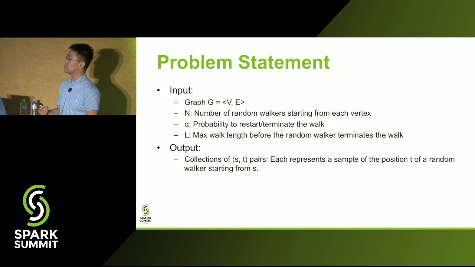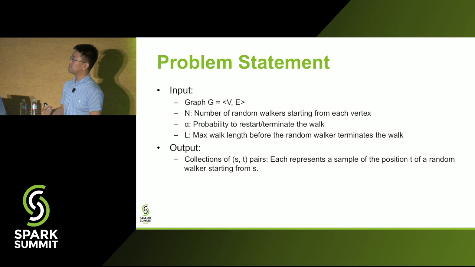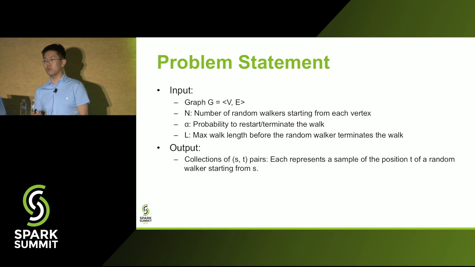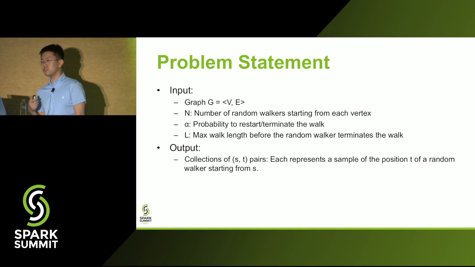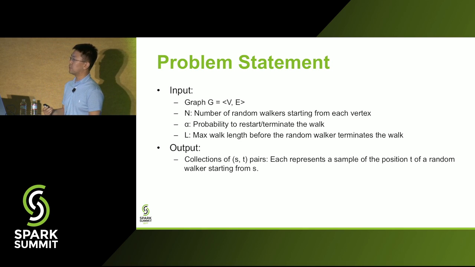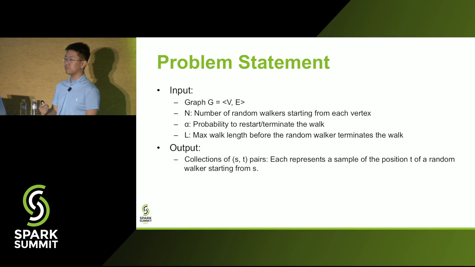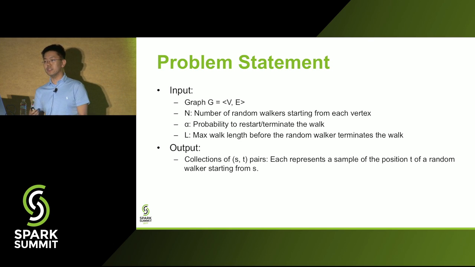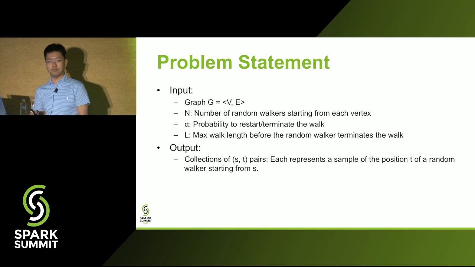In addition, this algorithm also takes parameter alpha as the probability to restart the walk. Notice that when a random walker chooses to restart the walk, it is equivalent to terminating the current walker and starting a new one from the source vertex again. So we also take this restart probability as a termination condition in our algorithm. The algorithm also takes the maximum walk length as input, which guarantees that every single random walker will terminate after a bounded number of steps.